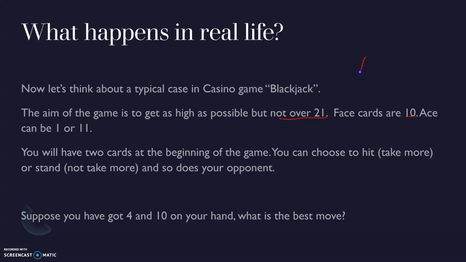So for example, if you get an ace and a 10, then you basically got the highest possible, which is 21. This is called a blackjack. So if you got an ace and a 10, then you get the straight win. Now, you get two cards at the beginning of the game. So for example, you get a 3 and you get a 5. That's a random draw, okay?